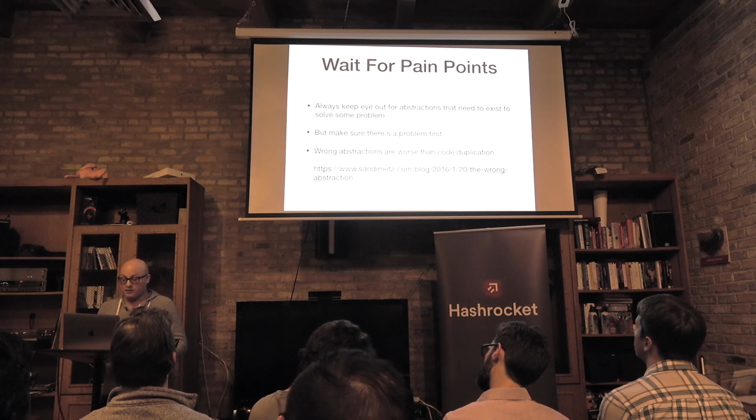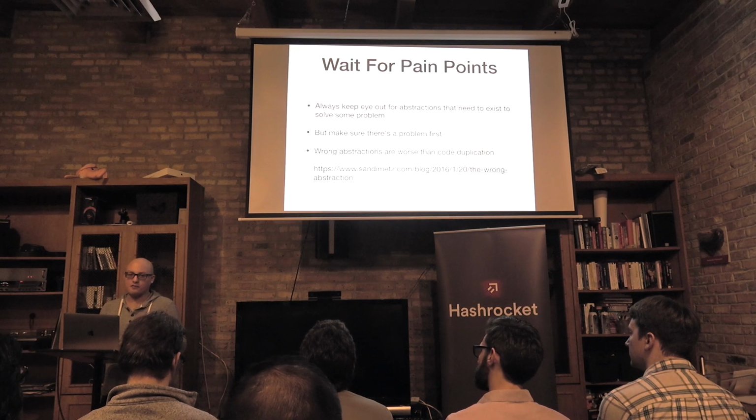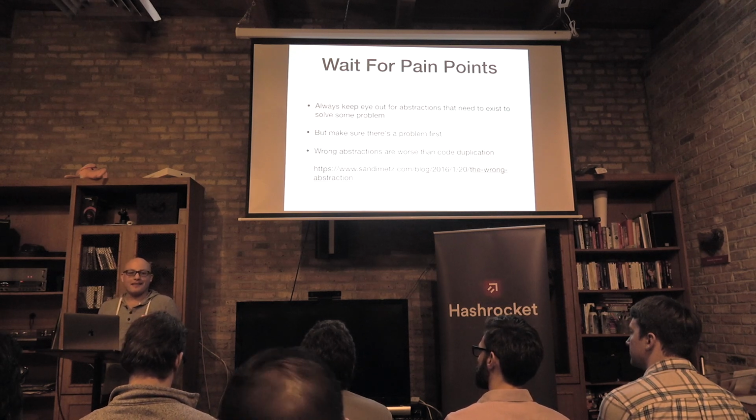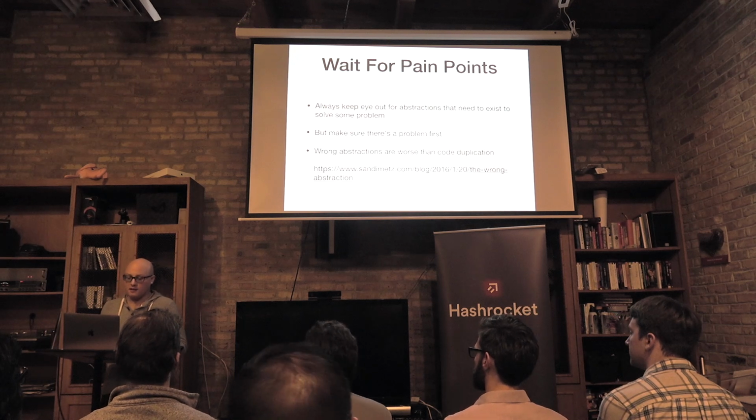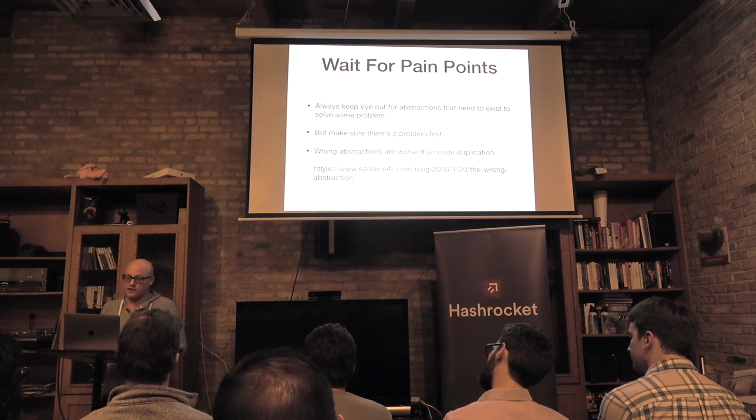There's a really good Sandi Metz article. She's more in the Ruby community, but she has an article called The Wrong Abstraction. And the TLDR of that article is that the wrong abstraction is significantly more expensive than just having a little bit of code duplication. There's the rule of 3 to say create some sort of abstraction when you see something 3 times. I would even go a little bit past that and say that that's probably more like 4 or 5. You'll know when you need some sort of abstraction because you're just going to be repeating yourself all over.